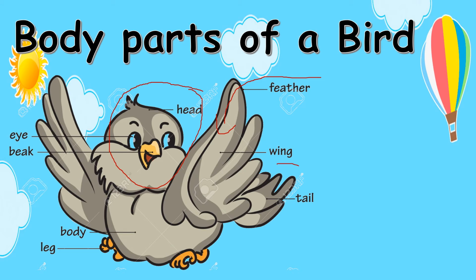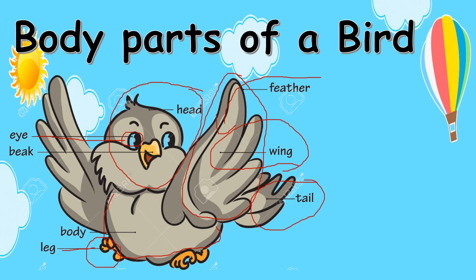And then, yung wings. Ito pong buo na to yung wings. Okay. Wings for them to fly, and then the tail. So we have the body, yung katawan ng bird mismo, and then the leg. Ito po, leg. And then we have the eye. Of course, may eye din po yung mga bird for them to see.